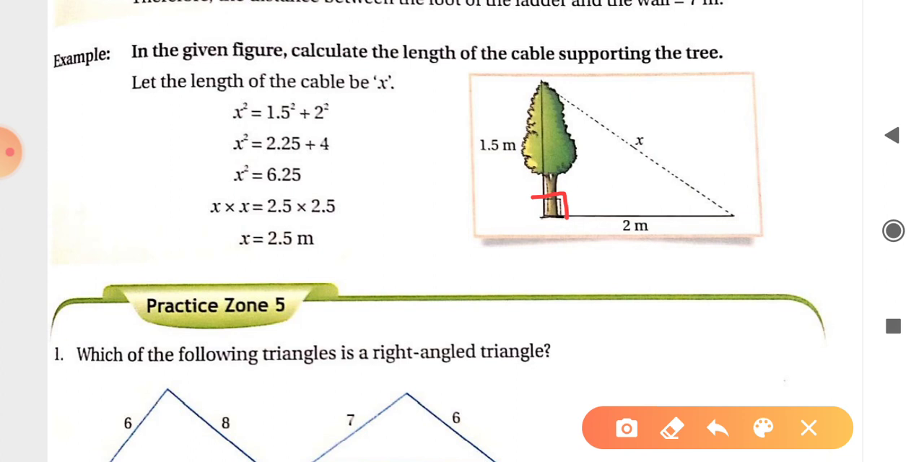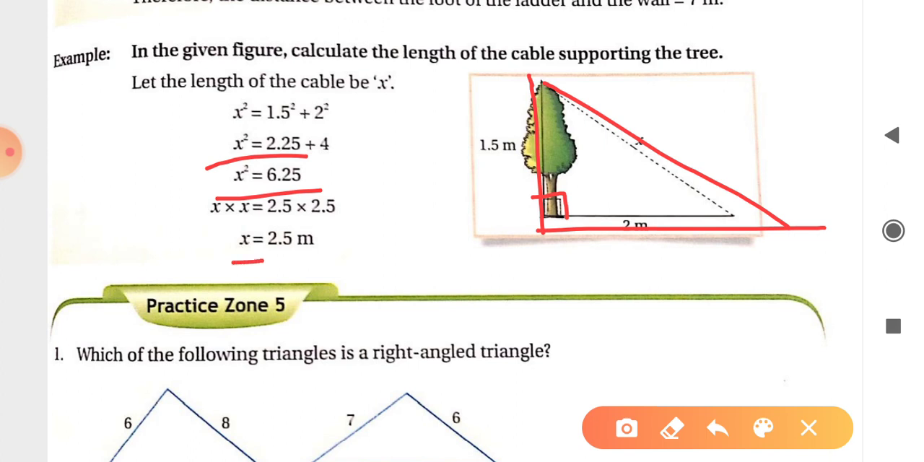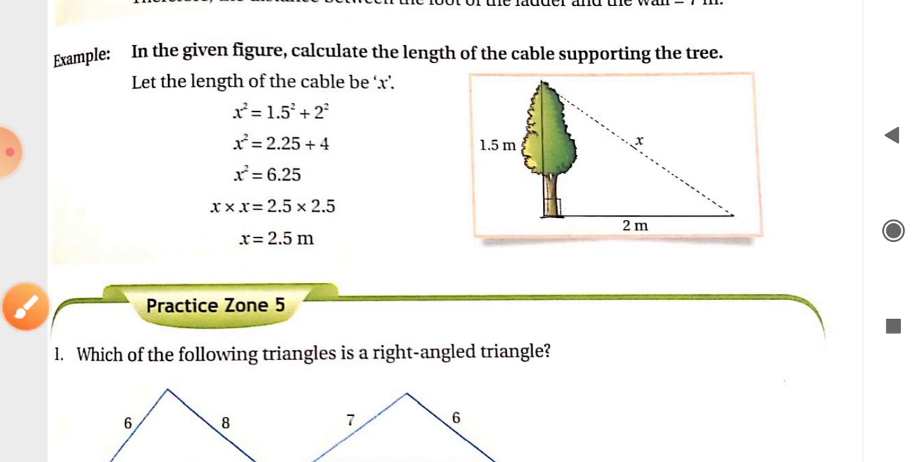Then by Pythagoras property, x square is equal to 1.5 meter square plus 2 meter square. Then find their values. x square will be equal to 2.25 plus 4. Then x square is equal to 6.25. And 6.25 is a square of 2.5. Then x is equal to 2.5 meter is the answer. So these are the examples that are related to Pythagorean triplet.